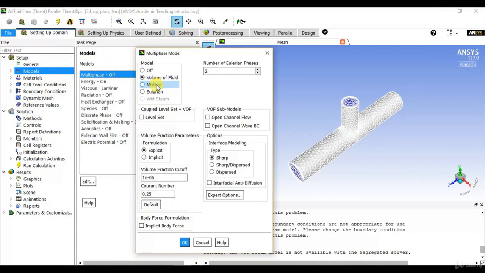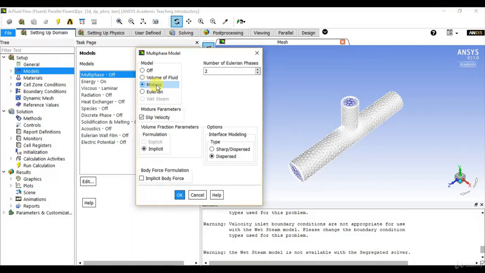And now activate mixture. The mixture model is simplified multiphase model that can be used to model multiphase flow where the phases move at different velocities. The coupling between the phases should be strong. It can be also used to model homogeneous multiphase flow. You must use the pressure-based solver. Only one of the phases can be defined as a compressible ideal gas.